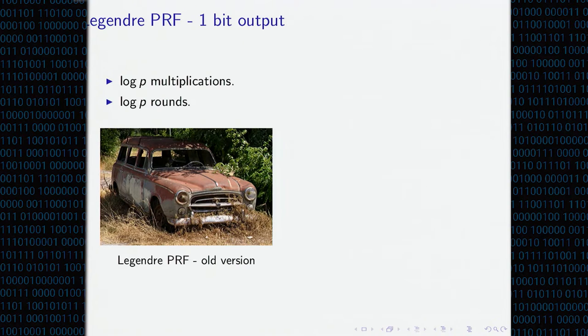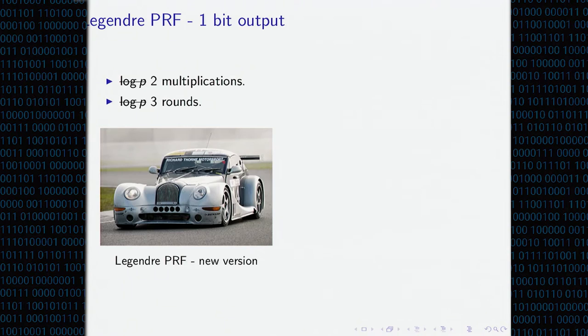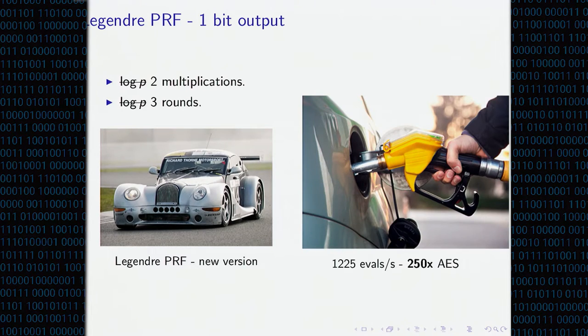What we did instead was reducing this to 2 multiplications and 3 rounds. So this is the new version of the Legendre PRF. So let's see how the offline phase works. Again, this is for 1-bit output, but we can extend this to as many bits as we want. So we have a 250 times faster offline phase than AES.